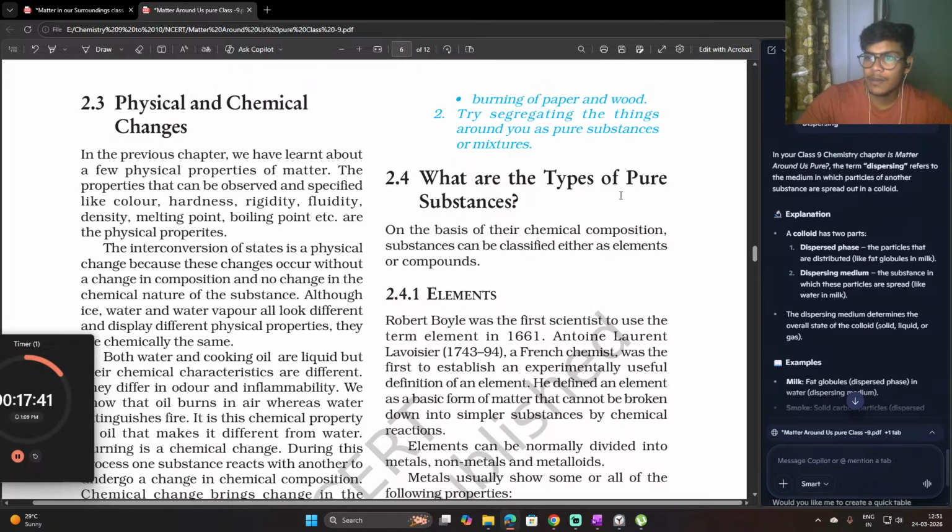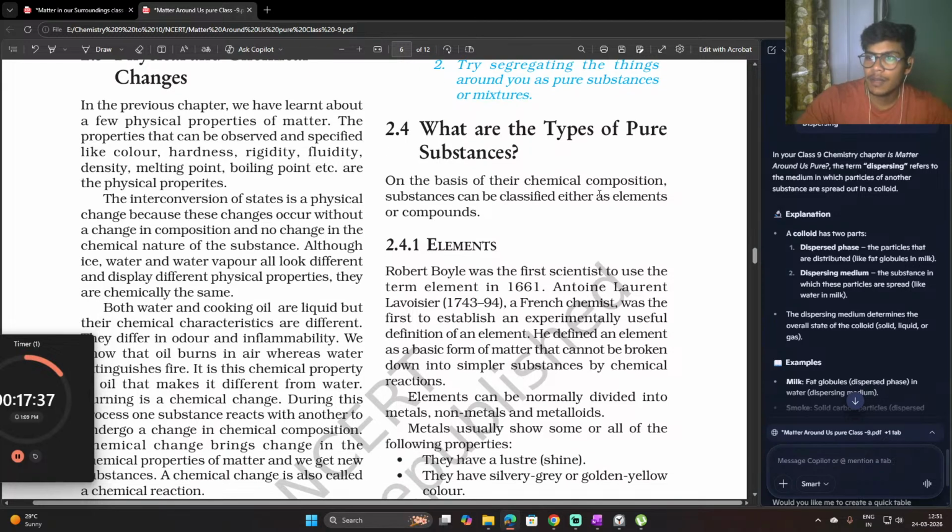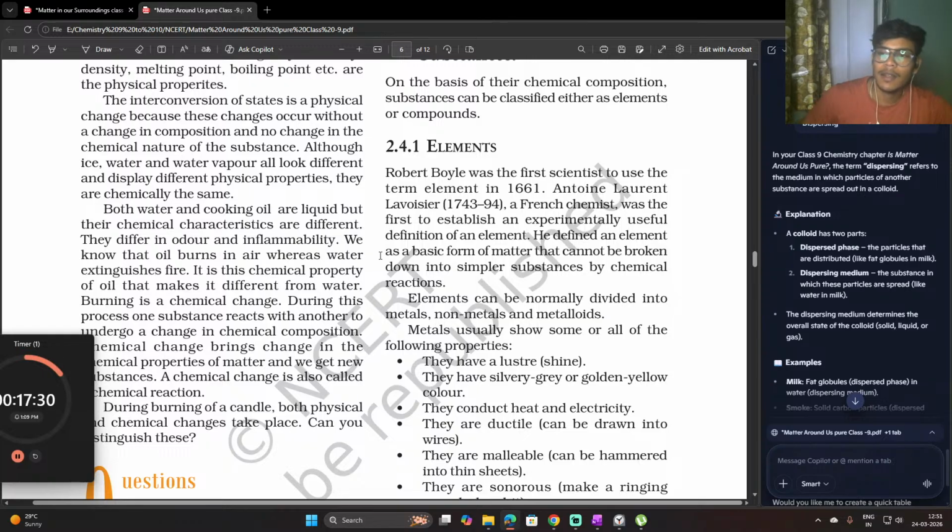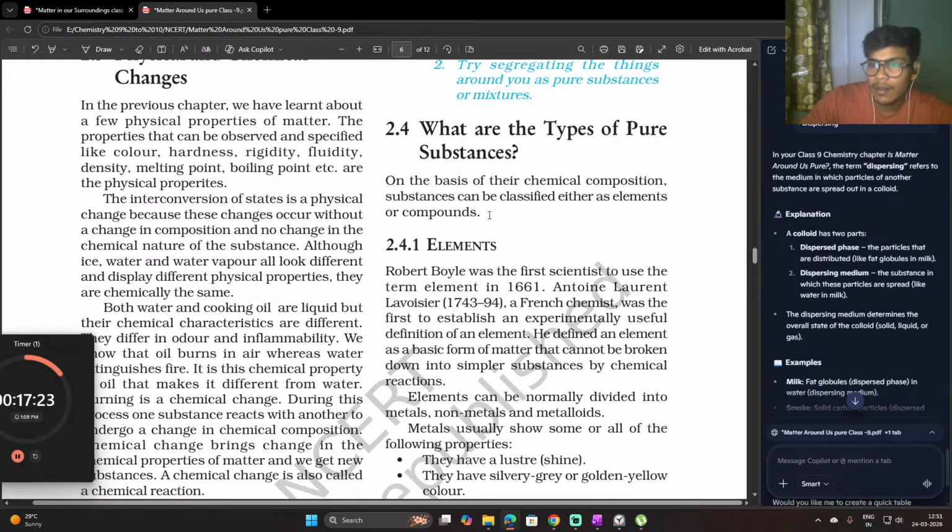What are the types of pure substances? On the basis of their chemical composition, pure substances can be classified either as elements or compounds.